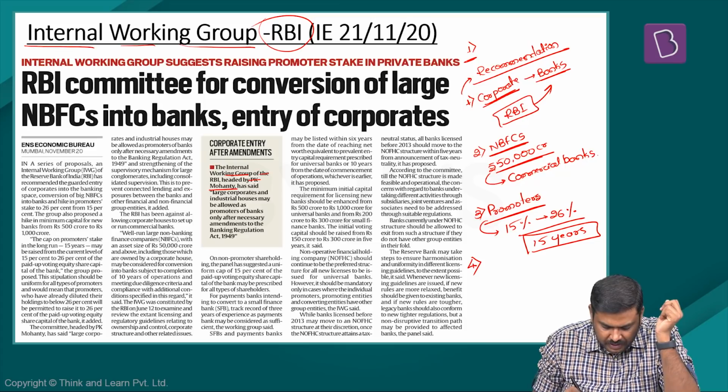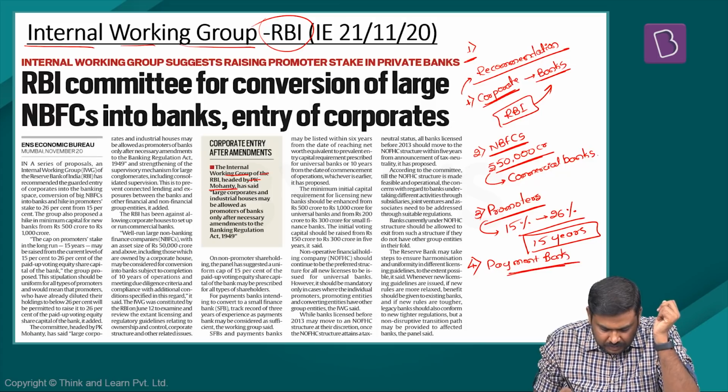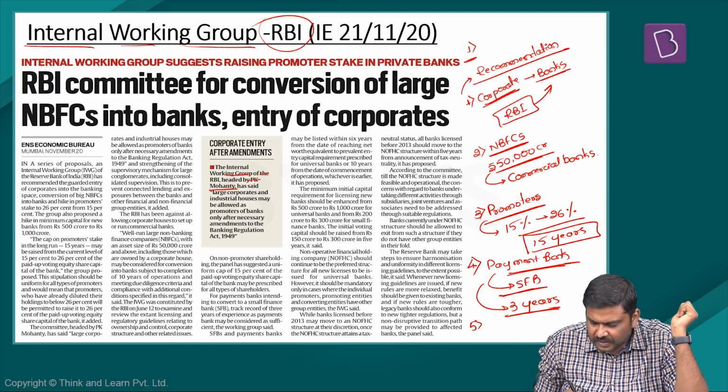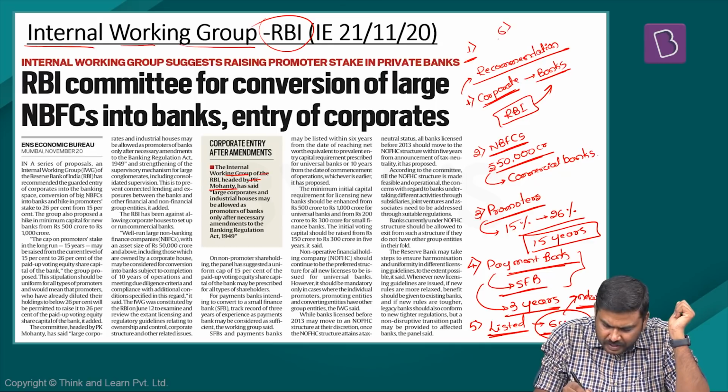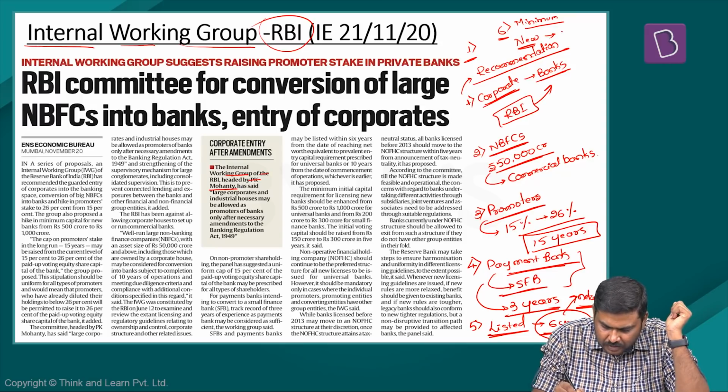The fourth very important recommendation is with respect to payment banks. In the case of payment banks, if they want to convert into small finance banks, then 3 years of experience will be more than sufficient. Next recommendation: if these payment banks and SFBs want to be listed, then it shall be done after working 6 years from the date of reaching a certain amount of net worth. The sixth very important recommendation is with respect to minimum capital. In the case of setting up a new bank, the minimum capital requirement should be enhanced from 500 crore rupees to 1000 crore rupees.